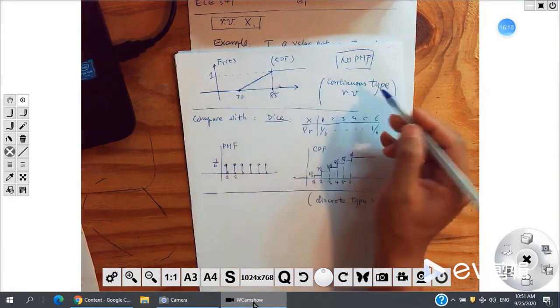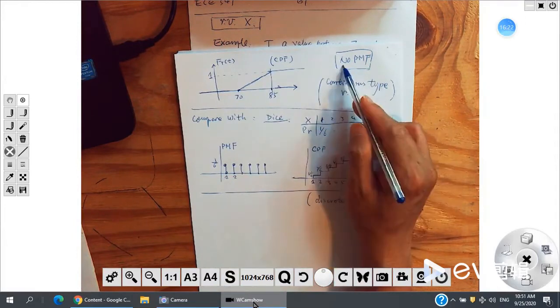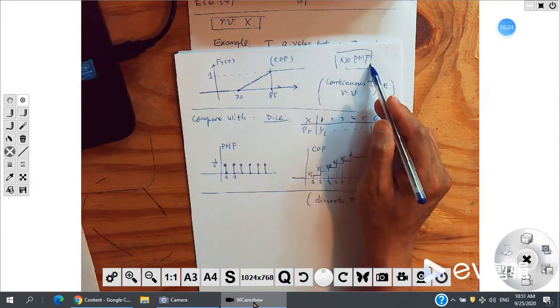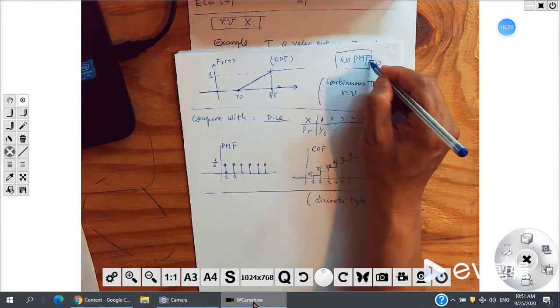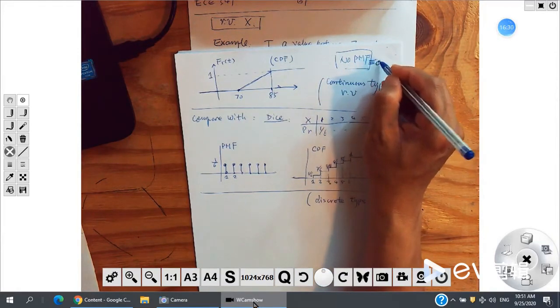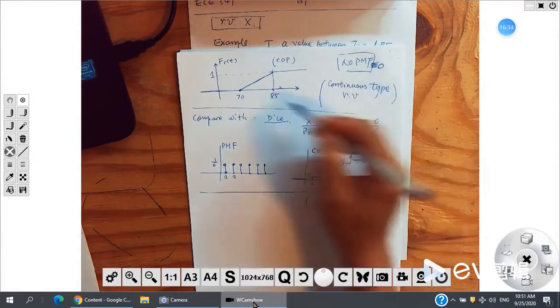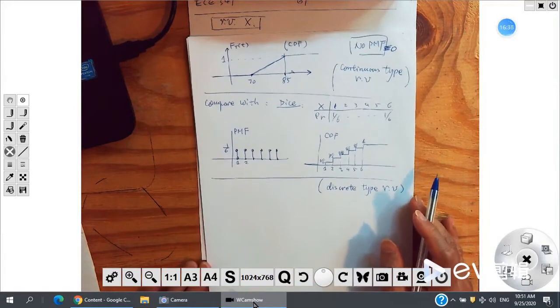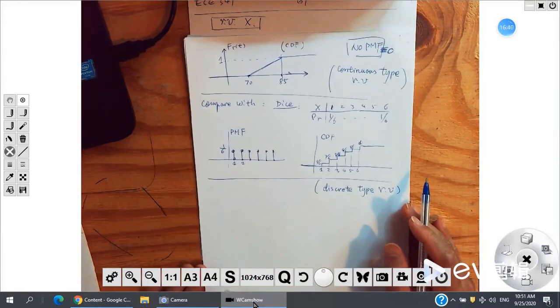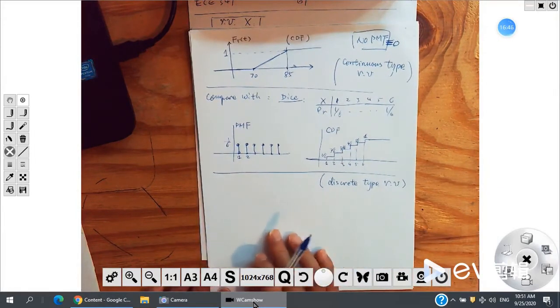And of course, if you consider the PMF here, it is always zero, so it is meaningless and you don't use it. Okay, so this is the idea of the continuous type random variable and the discrete type random variable. I didn't state the formal definition here.